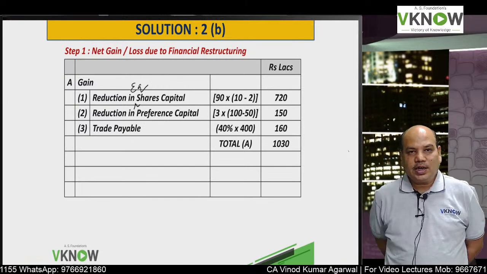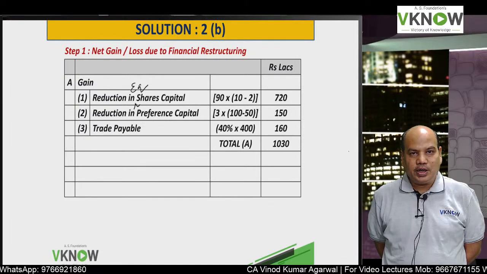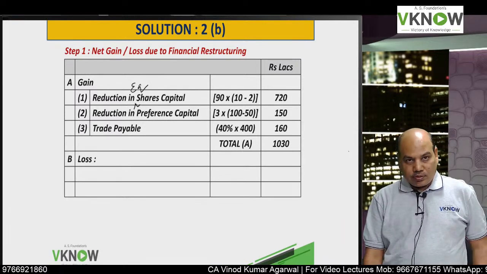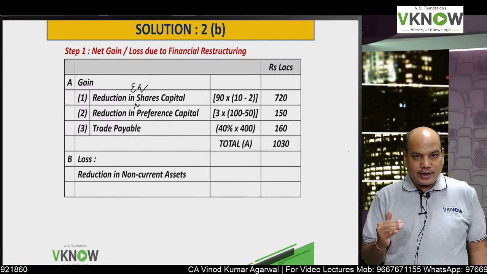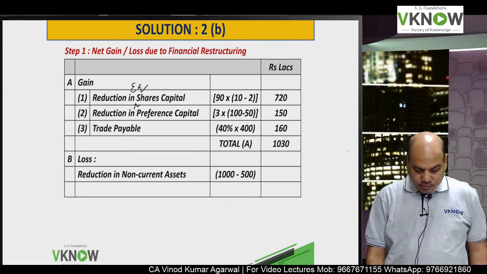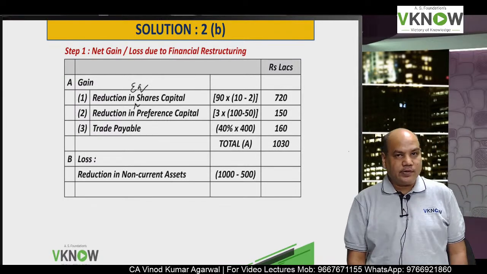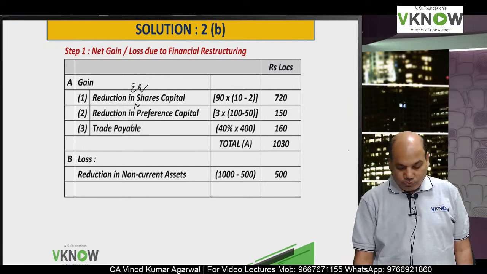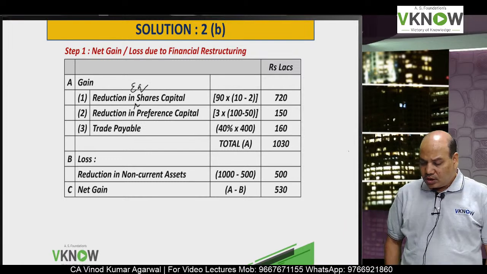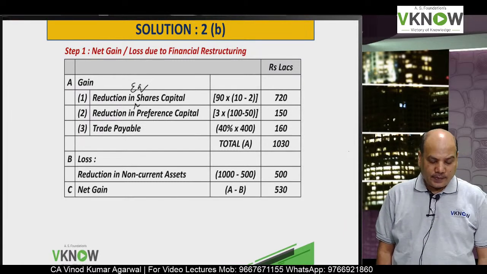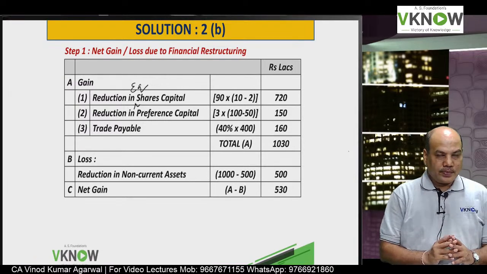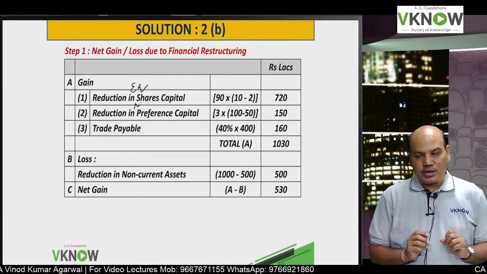So total sacrifice made by shareholder and creditor is 1030. And there is a loss also. You have to write off the non-current asset. So less reduction in non-current asset by 500 rupees. So what is the net gain on restructuring? 530. Net gain on restructuring is 530. So the question is, what will you do with this 530?